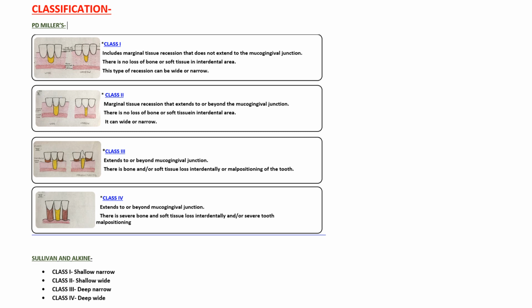Then moving towards the classification, there are many classifications which are given by many authors. The most widely accepted classification is given by P.D. Miller. This classification has four classes: class 1, class 2, class 3, class 4. These diagrams I have drawn on a plain sheet of paper. These diagrams are very easy to draw, and you can draw them in your exams also.